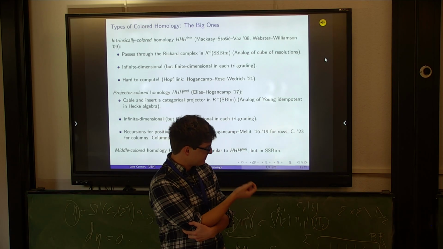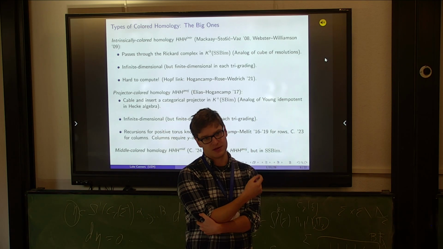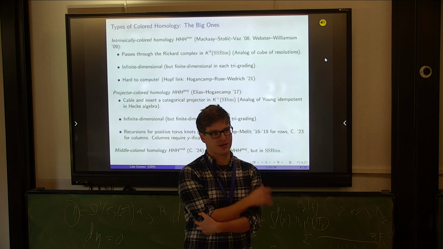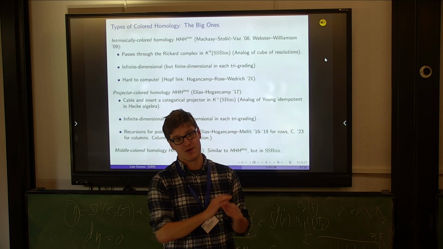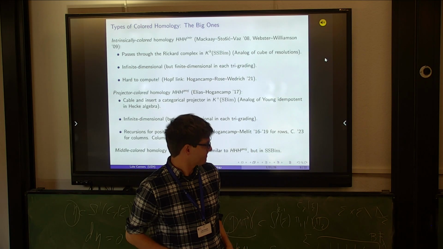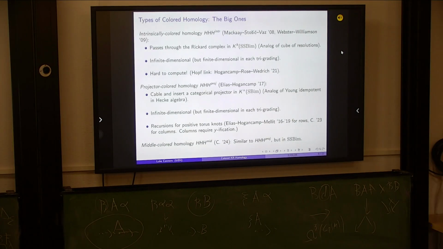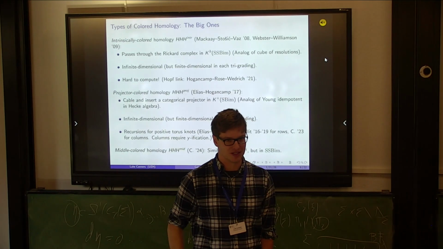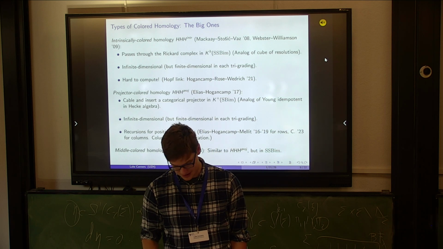And the nice thing about this invariant is that there are recursions which compute this thing for positive torus knots. So I'll demonstrate those recursions for you in a moment, but the point is that we have some methods to compute this thing. And this middle colored homology, which I showed you, is sort of an interpolation between these two invariants. So these are the infinite dimensional ones.